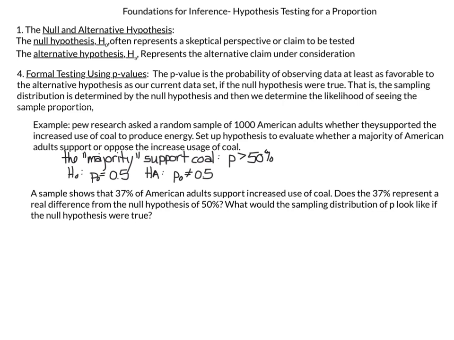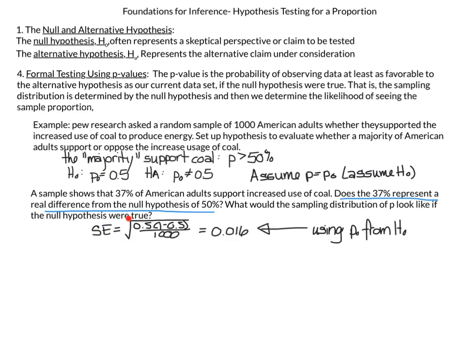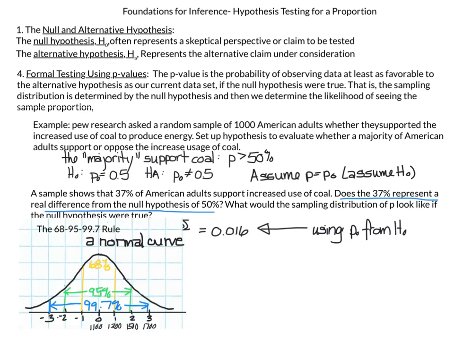Okay, so now we've answered this part of the question. It's kind of funny because that really was the first question to answer. And now we're going to ask, does the 37% represent a real difference from the null hypothesis of 50%? So the first thing we need to do is calculate standard error, because we're still going to use our confidence interval in the normal curve, but now instead of using p hat as our estimate for our population parameter, we're going to use p naught. So we're going to assume our null hypothesis is true. So calculating standard error now, we get the square root of 0.5 times 1 minus 0.5 over our sample size n, 1,000, and we get 0.016. Again, here in our standard error, we're using p naught from our null hypothesis for p.